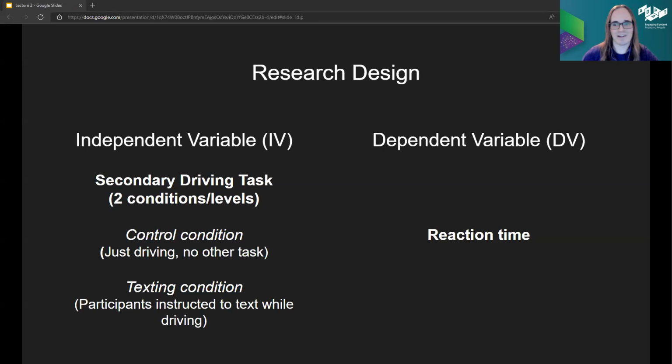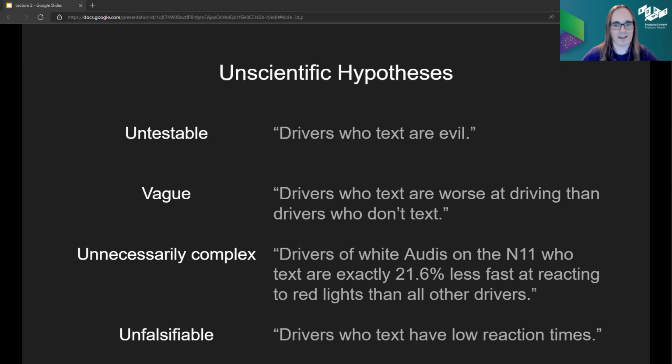So yeah, now we have a good idea for our research design. We have a good idea of what our variables are. Let's talk about how to state a hypothesis. So I want to start by doing this in inverse order. Instead of talking about how exactly a scientific hypothesis should look, let's talk about some ways a hypothesis might look unscientific. A hypothesis, first of all, must be testable.